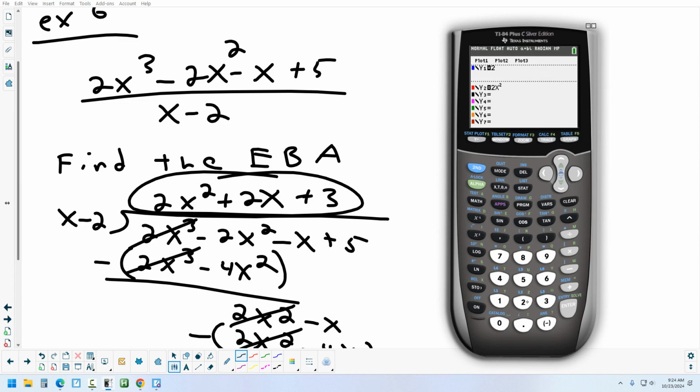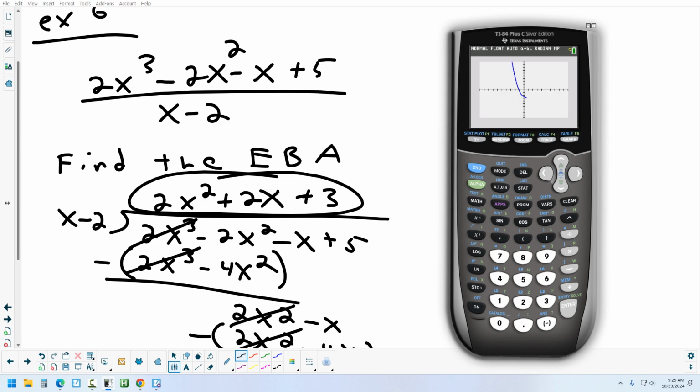Okay, we are going to sketch one, but it's not going to be one that curves. 2x cubed minus 2x squared minus x plus 5, and then divide that by x minus 2. Okay, and the EBA is 2x squared plus 2x plus 3. So remember, this is a parabola shape because the EBA has an exponent of 2. If I don't see both parts of the parabola when I graph it, I might have to zoom out.